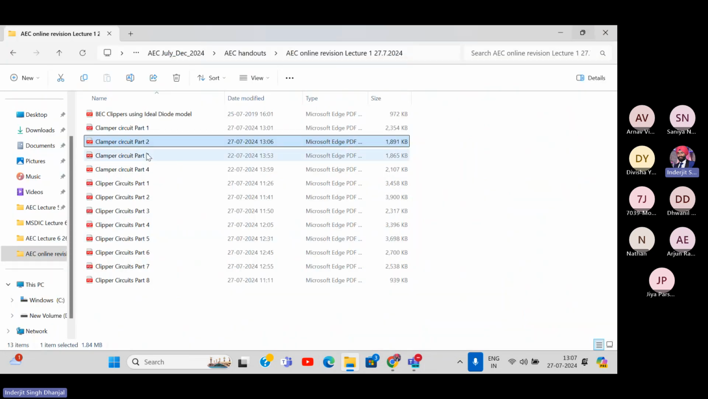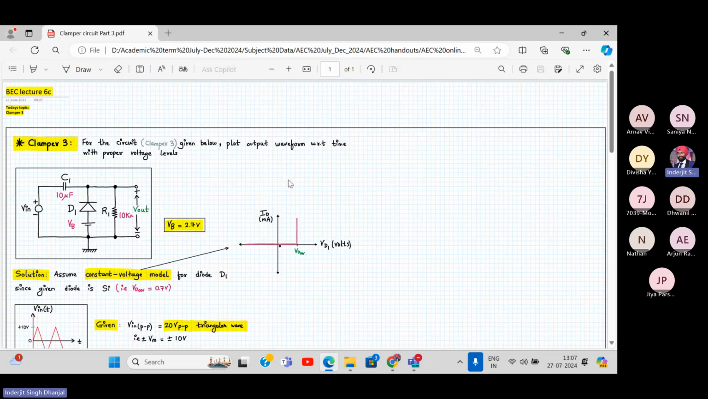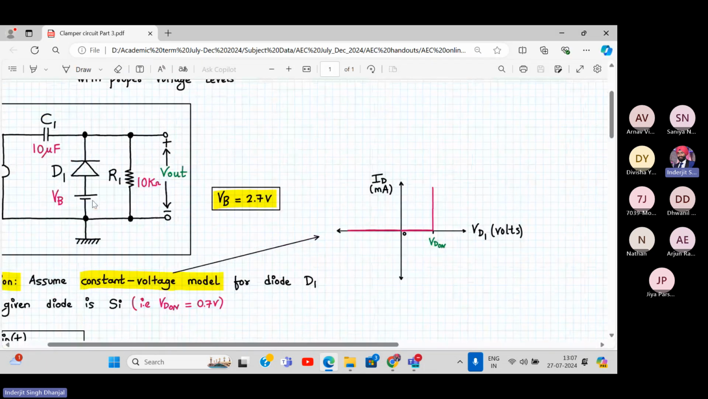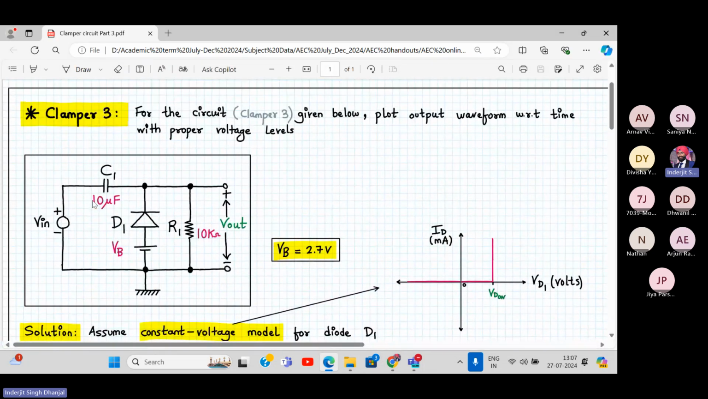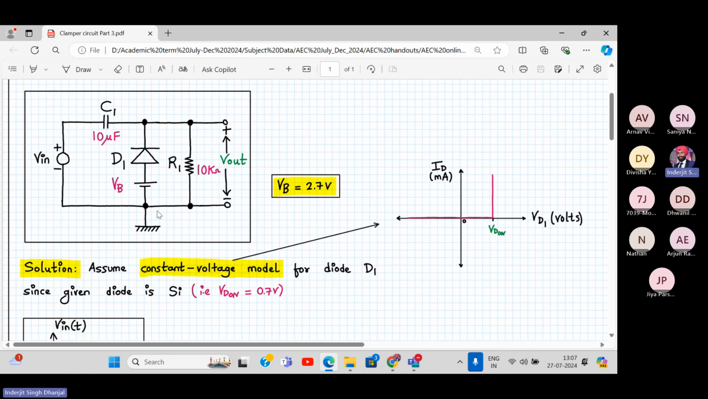Clamper circuit number 3. One more to go, last part, just a few minutes more. Okay, here my diode is there and a battery is connected over there. VB is 2.7 volt, let's say. Can you tell me when does the diode turn on? We'll start with the positive half cycle or negative half cycle? Diode is connected in this manner. Will the diode ever have a chance of turning on during the positive half cycle? No, it will turn off.